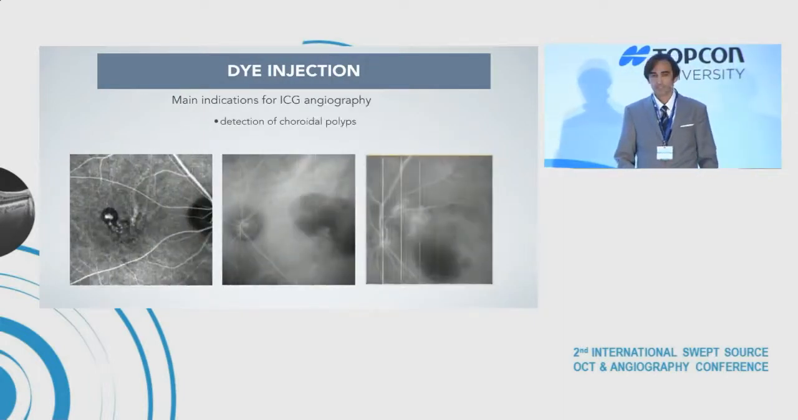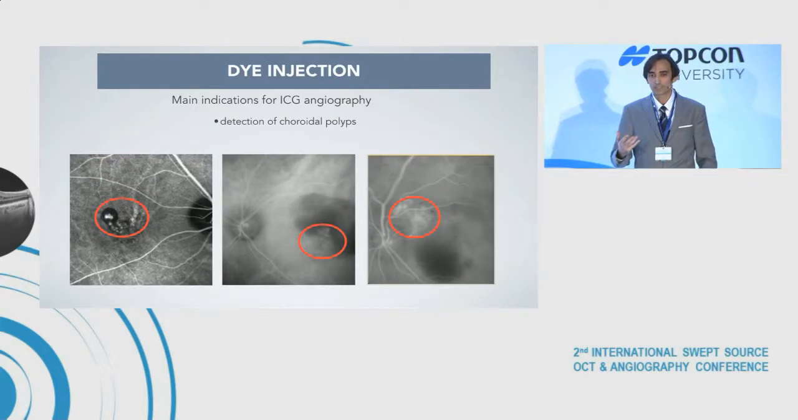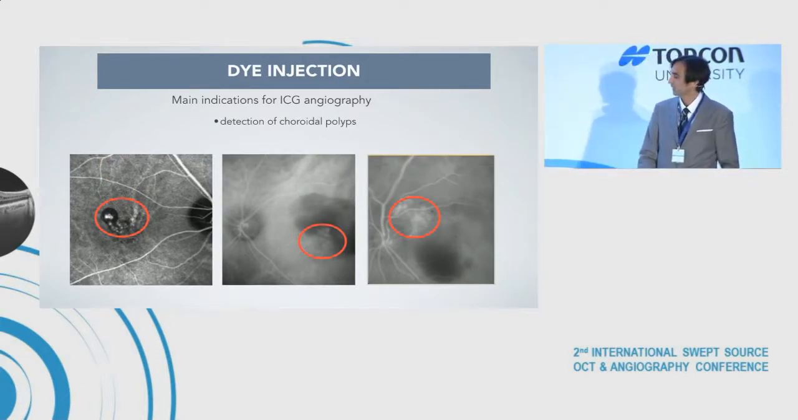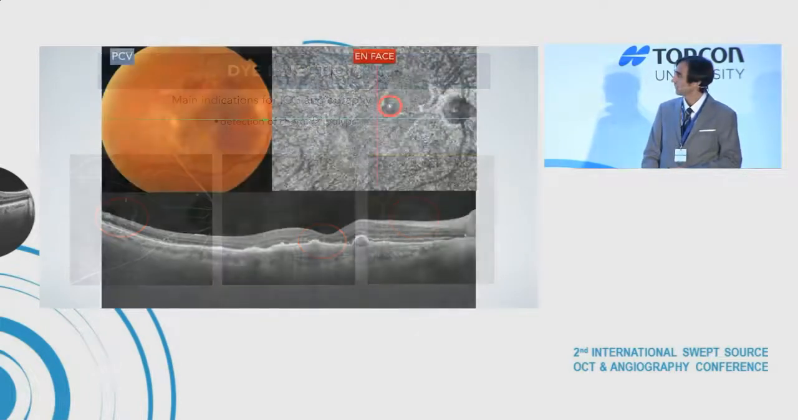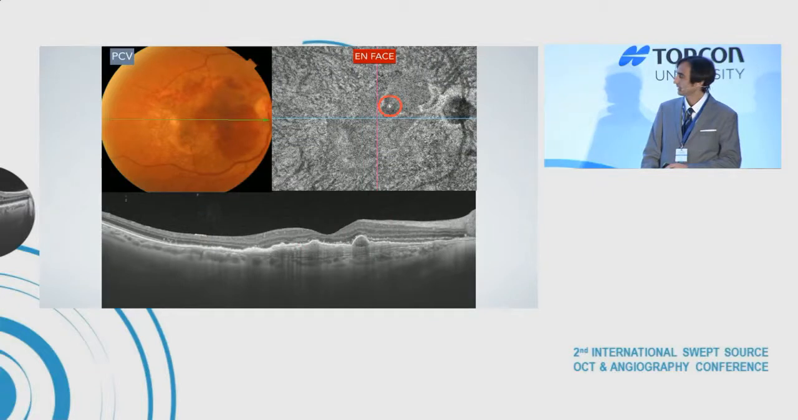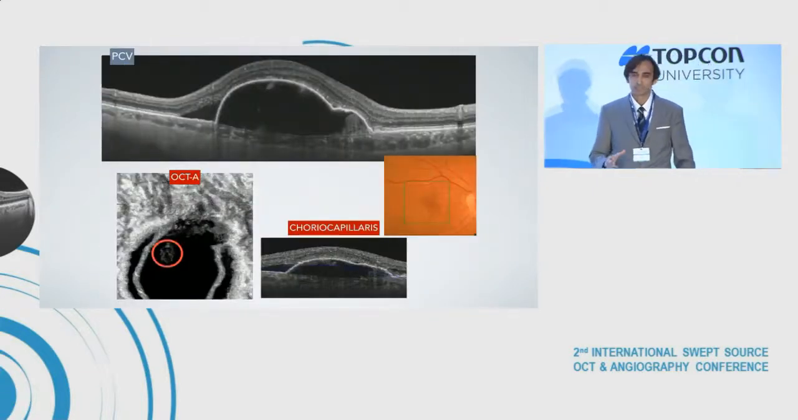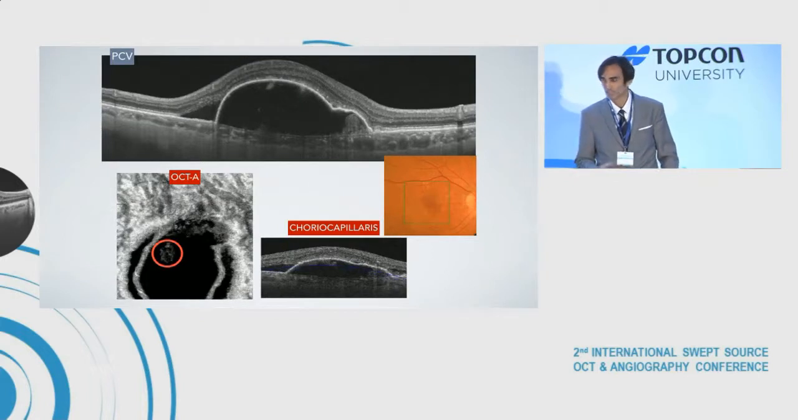The same for ICG angiography. We know that ICG angiography is the gold standard to detect choroidal polyps, and it's very useful in many patients. But nowadays, with multimodal imaging, with the MFAS technology in some cases, and with OCT angiography in the choriocapillaris layer, it's possible to detect the polyps as well without dye injection.